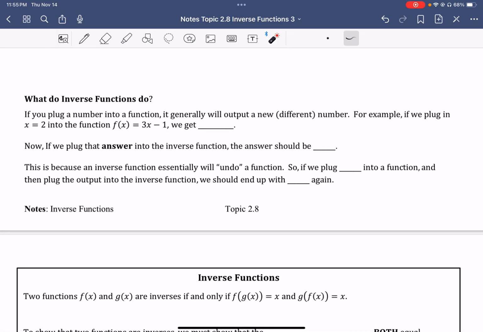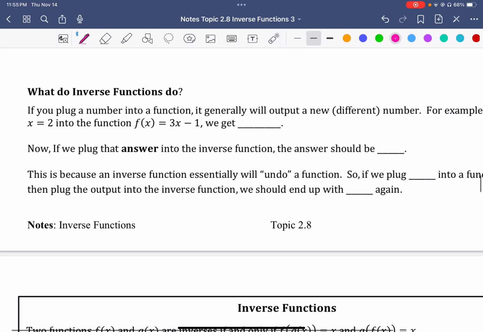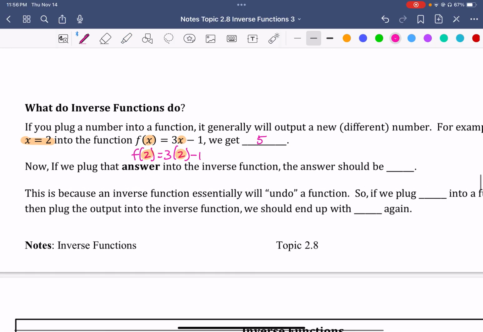If you plug a number into a function, it generally will output a new or a different number. For example, if we plug in x equals 2 into the function f of x equals 3x minus 1, we would get f of 2 is 3 times 2 minus 1, where you get 5. Okay, so you're plugging in this x value into every x. So you get 5. So if I were to write this as a coordinate point, the original coordinate point, right? I plugged in 2 and my output was 5.